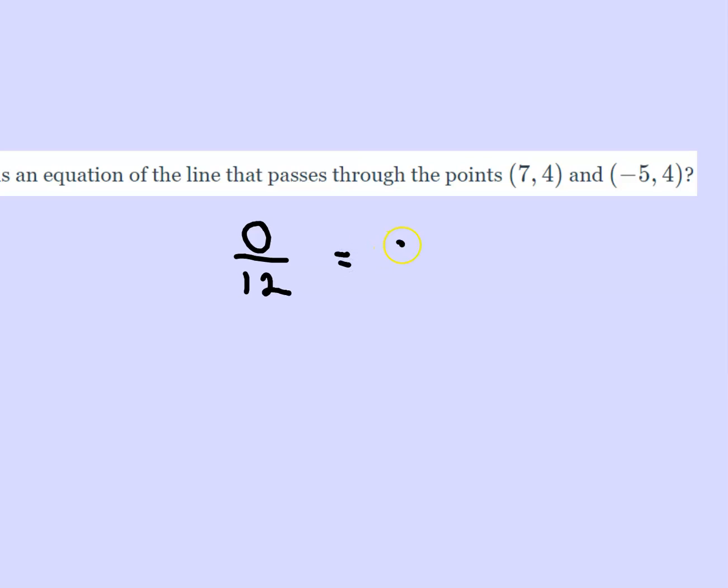And so I got 0. So here's my equation so far. y equals 0x plus something. Well, we can do the same thing. We could just say, look, if I put 7 in for x here, wow, I screwed that up. There should be a 0 right here, not a box.